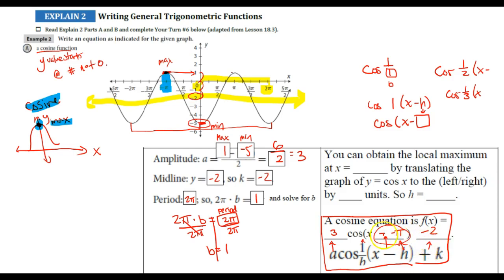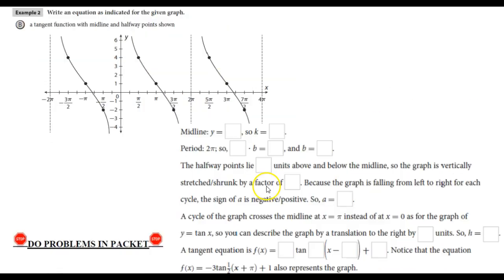All right. So we can leave it like this. That's totally fine. We can also write it in its more simplified form of 3 cosine x plus pi minus 2. So that could be our function there. Let's go ahead and go on to part B.